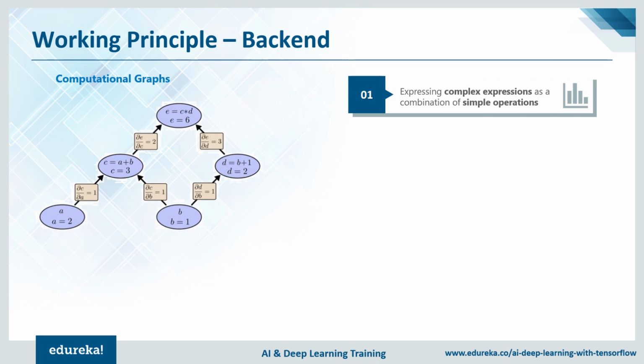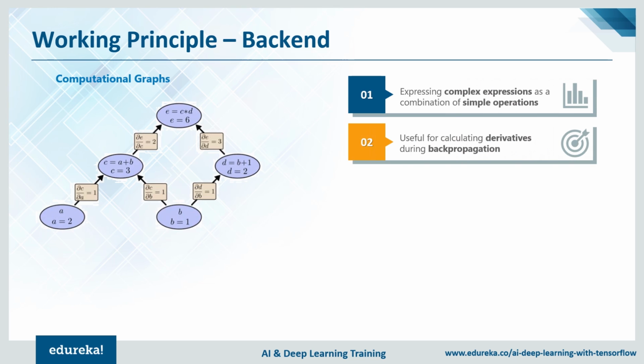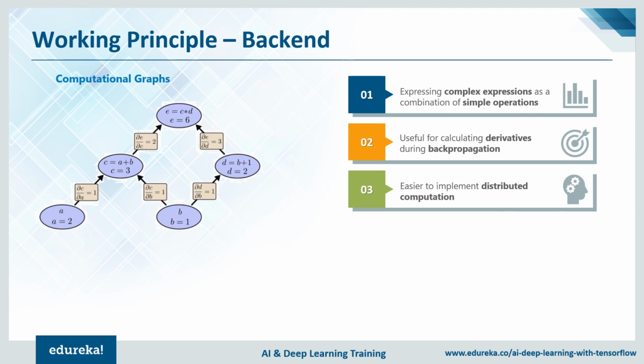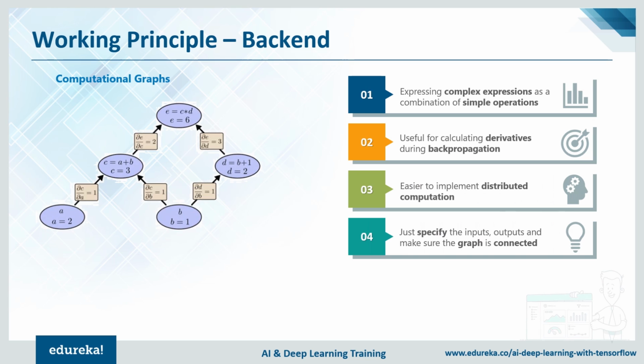So guys, do note that computational graphs are used for expressing complex expressions as a combination of simple operations for Keras to work with. It is mainly useful for calculating the derivatives during the phase of backpropagation, and hence it makes it easier to implement distributed computing on the whole. So all it takes is to specify the inputs, outputs, and to make sure that the graph is connected throughout. I hope you guys know what a connected graph is.